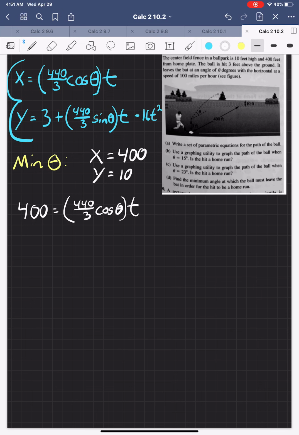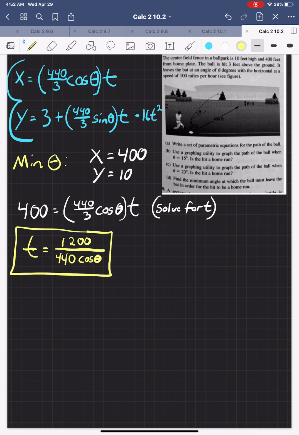Now, I'm going to do a lot of this without showing you the nitty-gritty details, but I'm going to solve. I've plugged in for x, and I'm going to solve for t. I don't have a theta, I don't have a t, but I'm going to solve for t. So this is the part that I'm not going to take time to show you. So t is equal to 400 over 440 divided by 3, which basically means t is equal to 1200 divided by 440 cosine of theta. Okay, so you're able to solve for t.